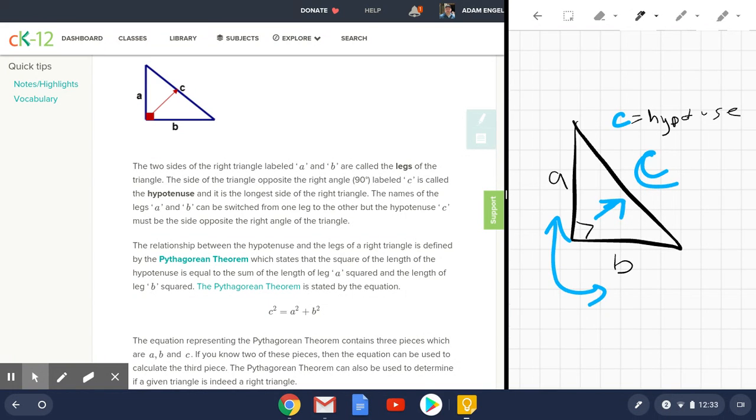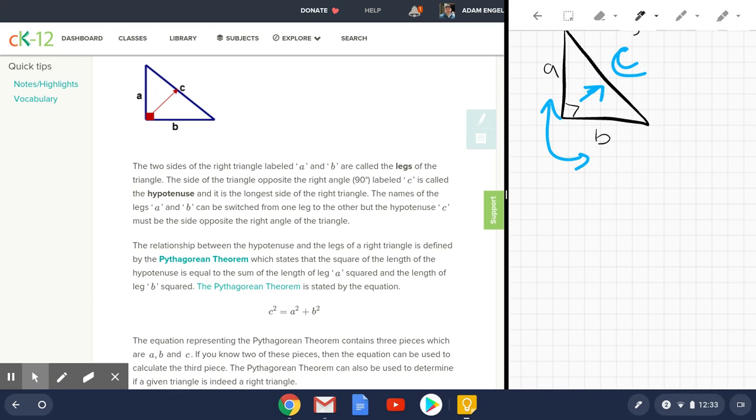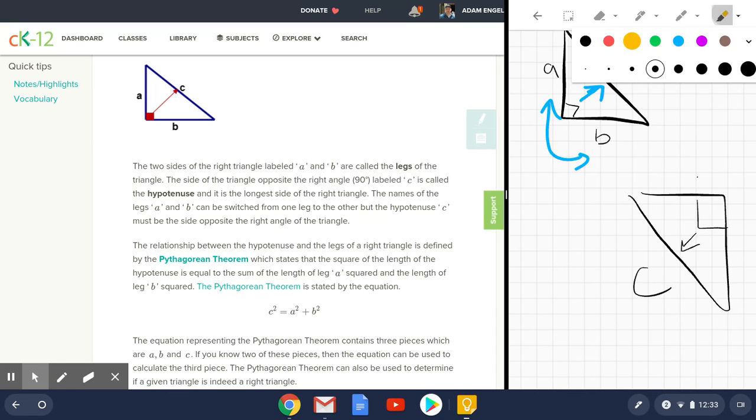The names of the legs A and B can be switched, but C is always going to be the opposite of the right angle. So, for example, I'm going to draw another triangle here. Just give it a second to load here. So we have C, the hypotenuse, is always on the opposite side of the right angle. So you can see the right angle is drawn right here.